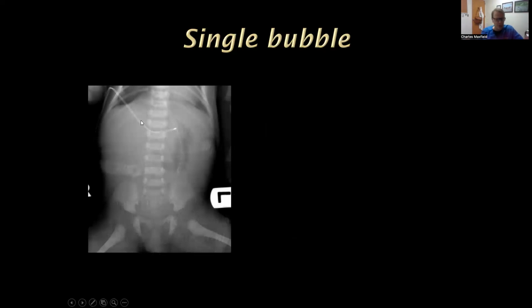Okay, so here's an example. This child had a single bubble, right? There's just air in what looks like stomach. I'm not seeing any air distally.